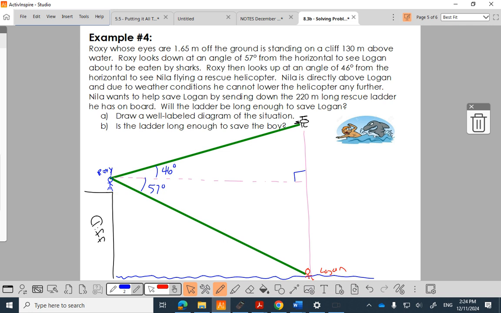It has to start from the water. Well, cliffs go underneath the water. I mean, that's what I'm saying. That's what I'm saying. How far?